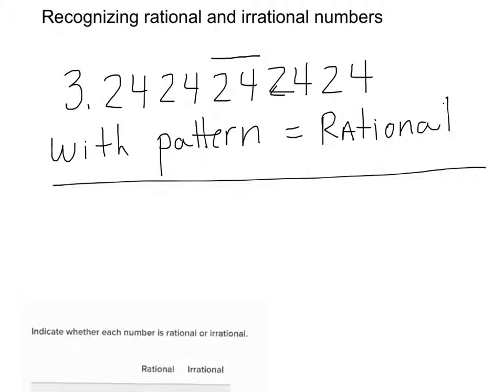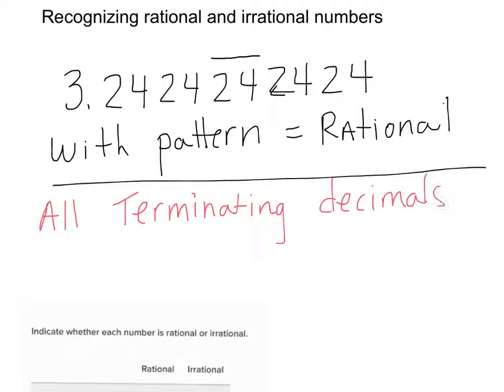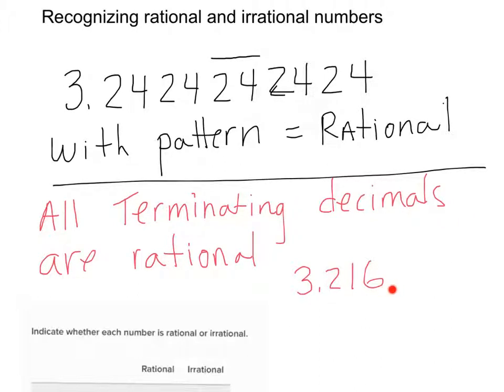All right, now all terminating decimals are rational. So if I look at the decimal 3.216, because it stops, you can see right here that the decimal does not keep going. Because it stops, that's what terminating means. Then this is also rational, okay? So this one is also rational, okay?